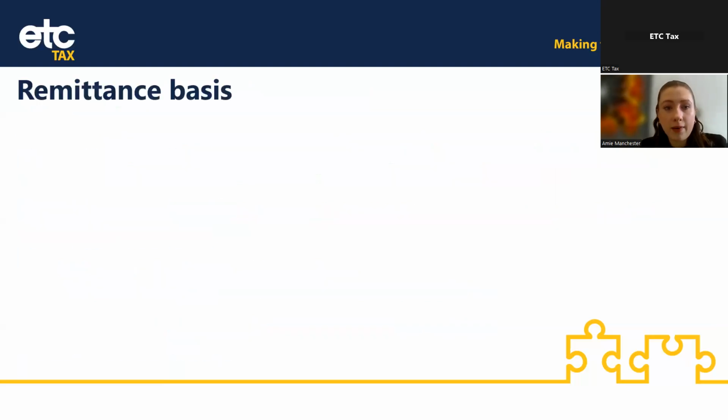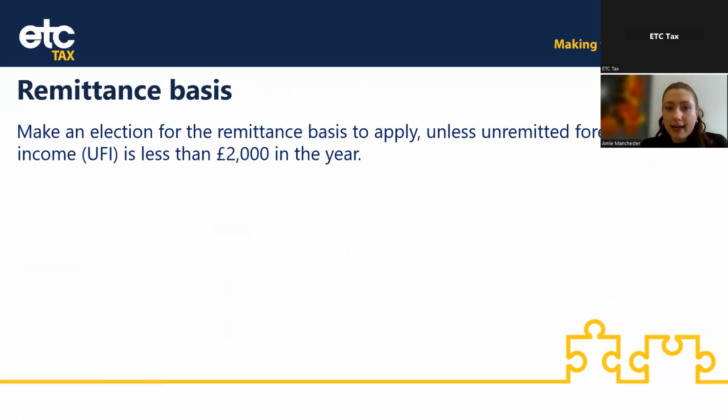Okay, nearly there now. Just a bit more on the remittance basis. Making an election for the remittance basis to apply is required essentially unless you have unremitted foreign income of less than £2,000 in the year. And if it's applying automatically, then you will keep your entitlement to the personal allowance and annual exemption. If you are required to claim it, you will lose your entitlement to both of them.